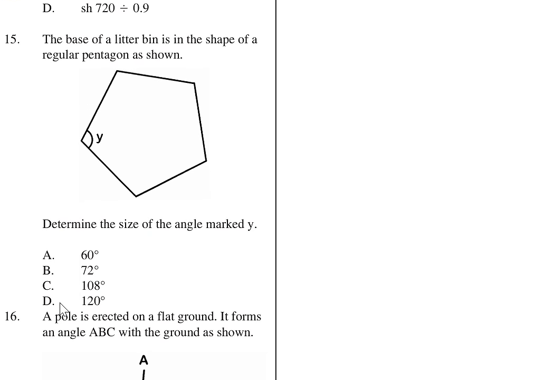Continue to number 15. The base of a litter bin is in the shape of a regular pentagon as shown. Determine the size of the angle marked Y. So here you have a leading information. Pentagon means the sides are 5. So if we hear pentagon, inamaanisha iko na sides ngapi? 5. If you hear hexagon, it's good to know these things. Hexagon, so 6, iko na X, kwa hivyo hiyo ni 6.